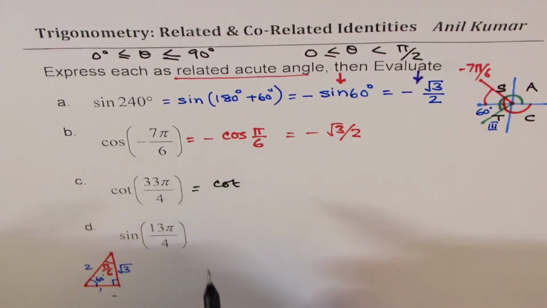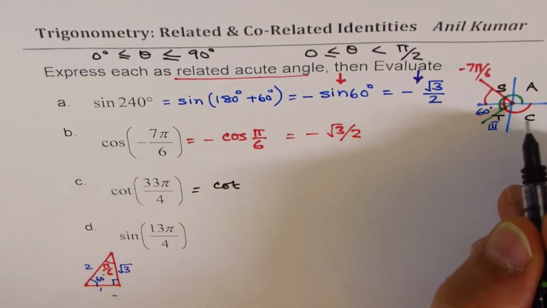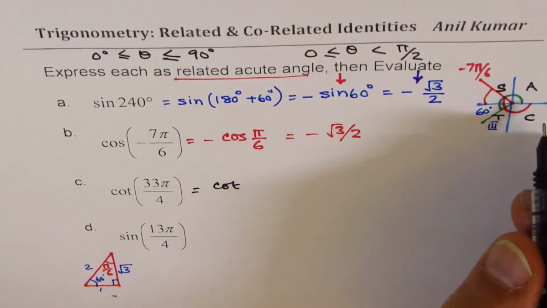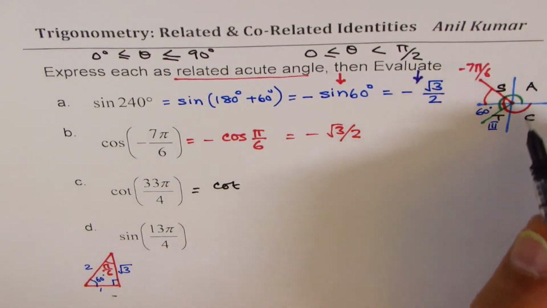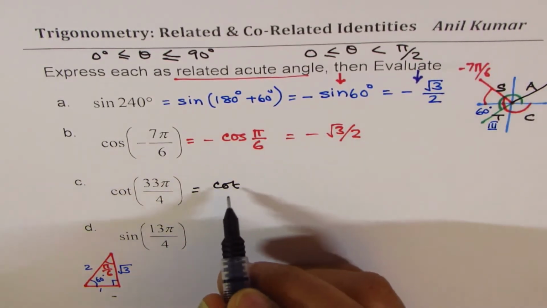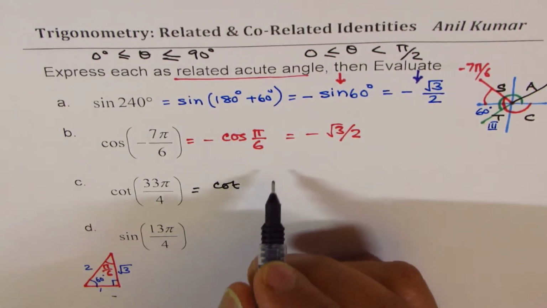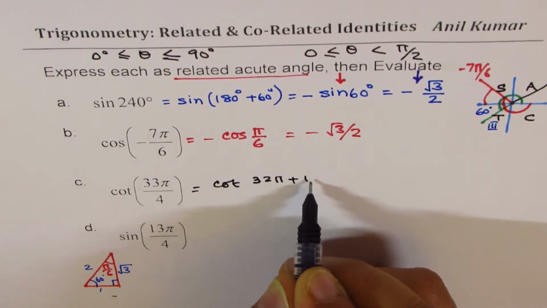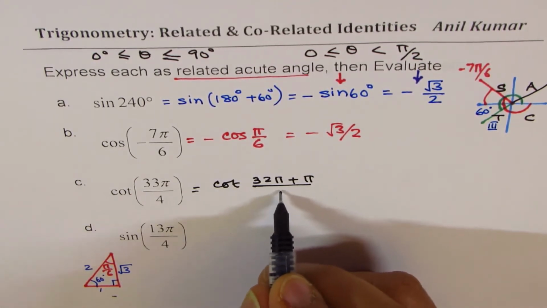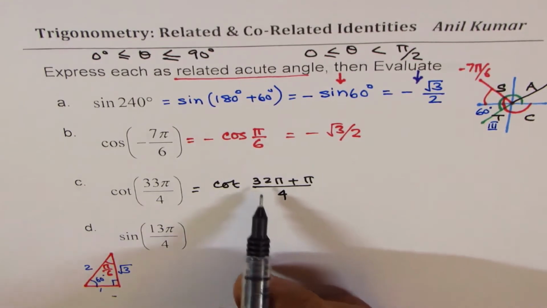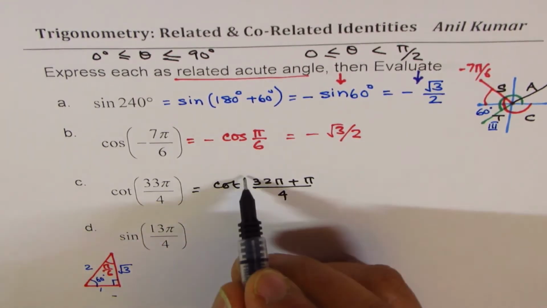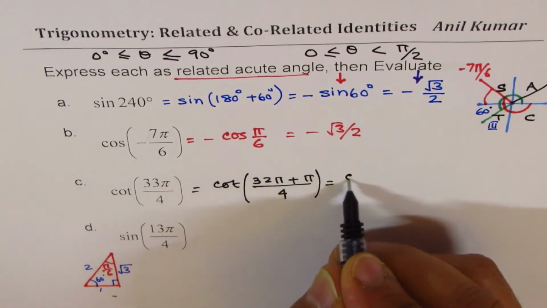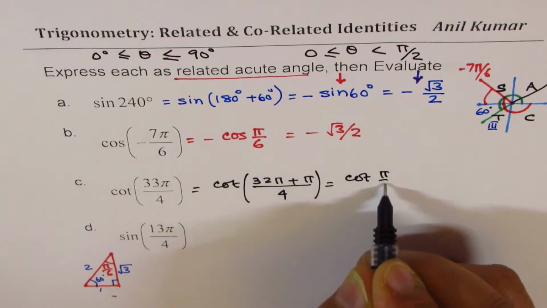Now that really means you go 8 pi by 4. Is it okay? So you get 4 rounds, and then you land up here in quadrant 1. So this could be written as 32 pi, that means 4 rounds, plus another pi over 4. Is it okay? So that gives you 33 pi by 4. So let me write like this first. So that's absolutely clear. Quadrant 1 is positive, cotangent pi by 4.